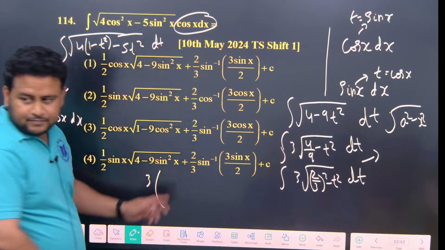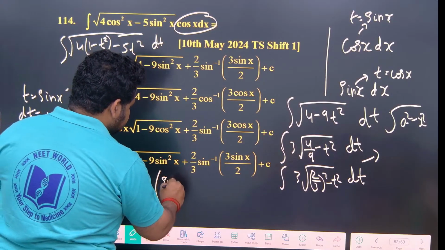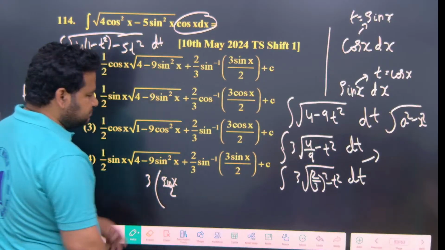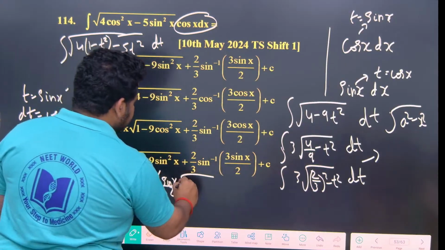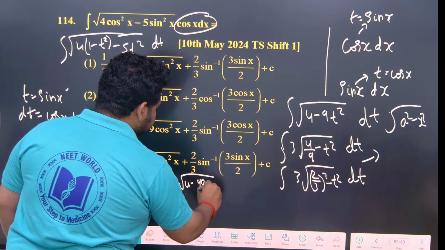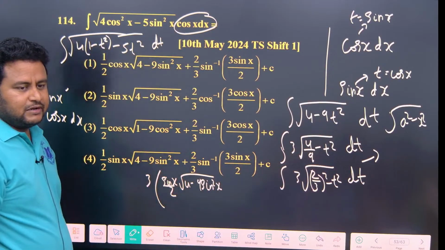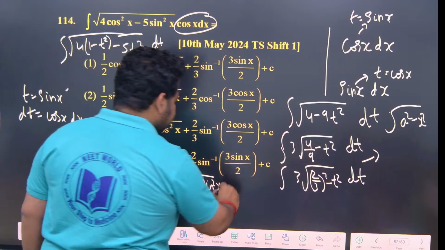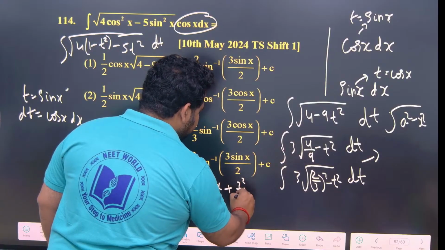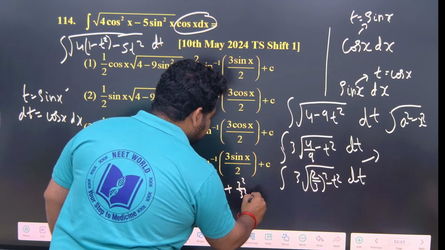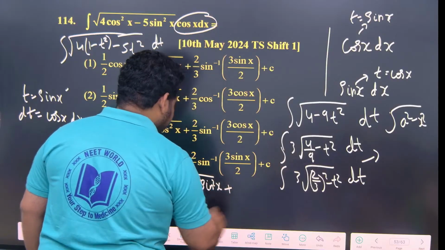Wherever t is there, because t is equal to sin x, I can put sin x by 2 into whatever is the function. That is 4 minus 9 sin square x plus a square by 2. Here a square is 2 square by 3 square, so by 2 the 2 will come and cancel. I will get 2 by 9.